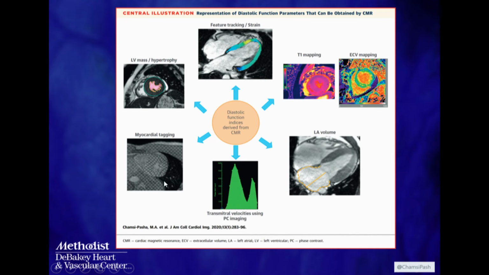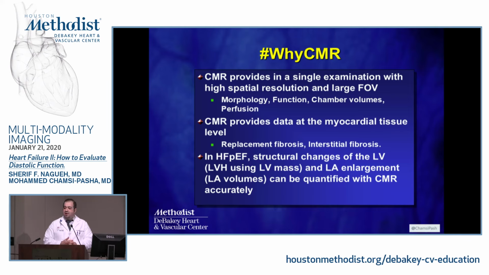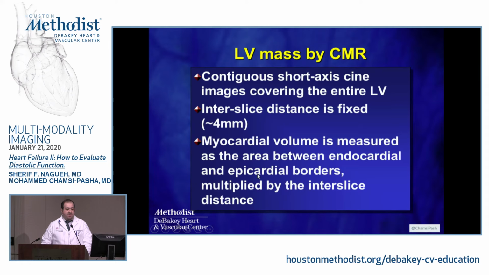So to start off, MRI is a non-invasive, high-resolution imaging modality, which gives you an unrestricted field of view where you can get morphological changes, functional parameters, chamber volumes, and perfusion all in one setting. And what is unique, it's the only tool that provides data at the myocardial tissue level because it can non-invasively assess for scar, both replacement fibrosis, as we can see with late gadolinium enhancement, but also interstitial fibrosis, which happens at the microscopic level, and that's where T1 mapping and ECV help. MRI can also provide a lot of data about LVH and left atrial volume.